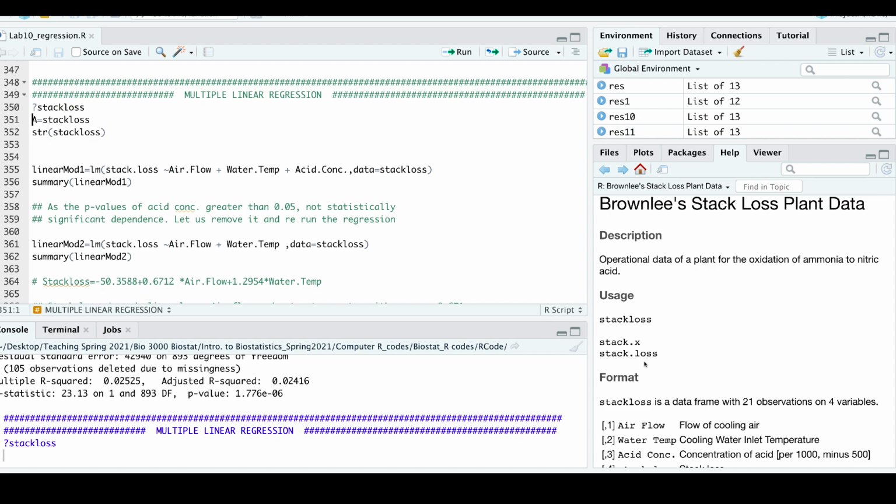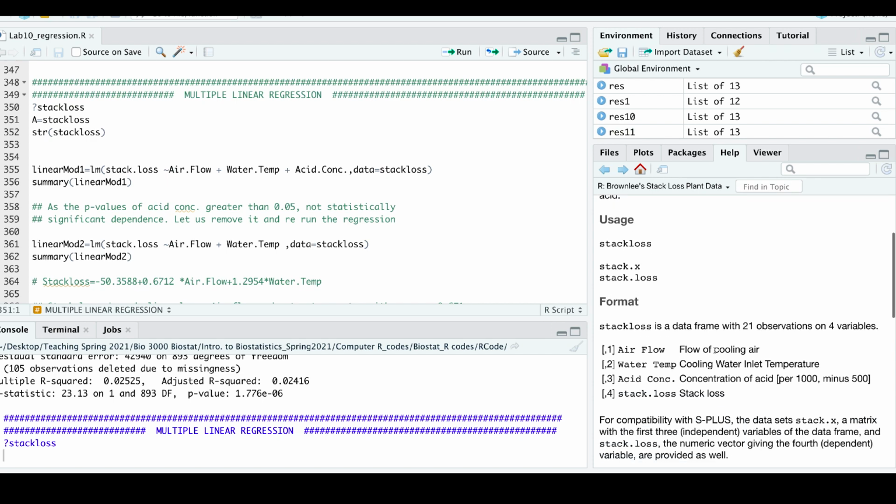So here there will be four variables actually, four columns. One is the airflow, next is the water temperature, another is the acid concentration. The water temperature is in degrees centigrade, I think. The airflow is the flow of the air. I'm not sure what the unit of this is, they didn't mention it. And acid concentration is per 1000 minus 500.